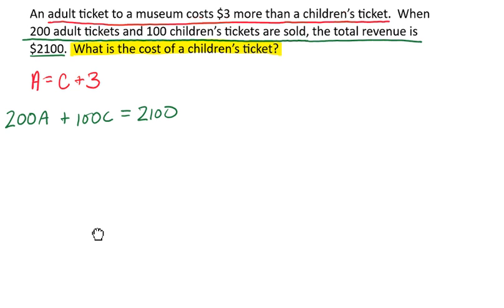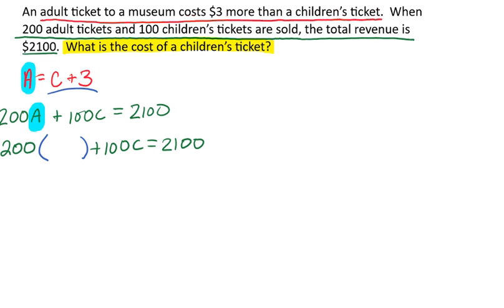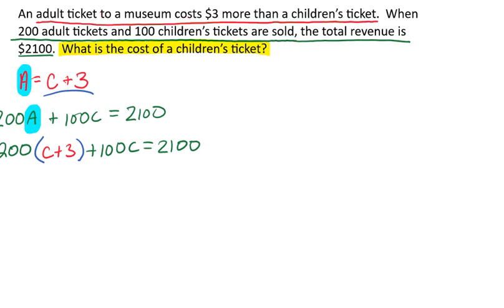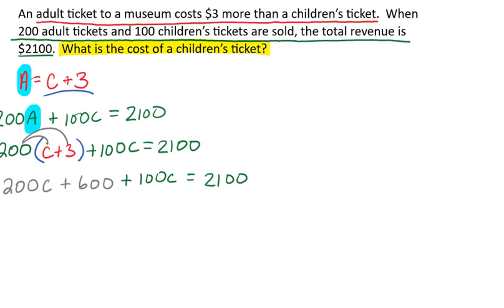Now, if we look at this, we see that A is by itself. So what that's going to allow us to do is to plug in our A as C plus 3. So let's go ahead and write that. So we have 200 times our A plus 100 times C equals 2,100. So we'll plug in our C plus 3. And then to solve this, we'll need to distribute that 200. So we distribute the 200, and that gives us 200C plus 600 plus 100C equals 2,100.